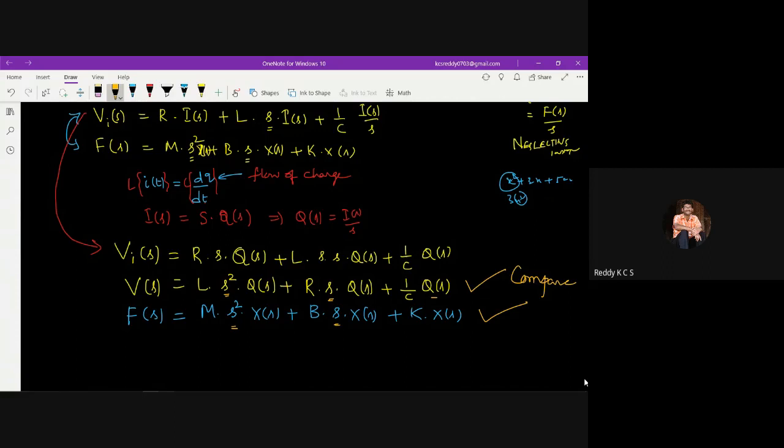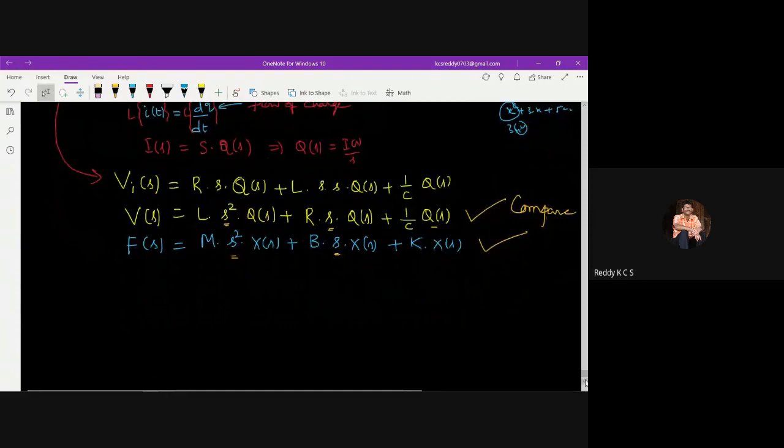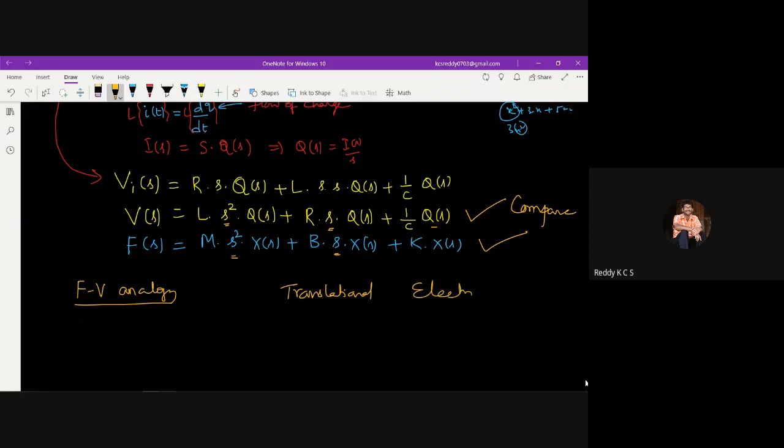Now I can write the analogous, meaning equivalent, of these linear or translation systems. So if I write the equivalent in the form of the FV analogy, the equivalent of this mechanical system with the electrical system. So this is the translational system, and it is an equivalent electrical system. In the translation system, force, what is the equivalent term in the electrical term? It is voltage.